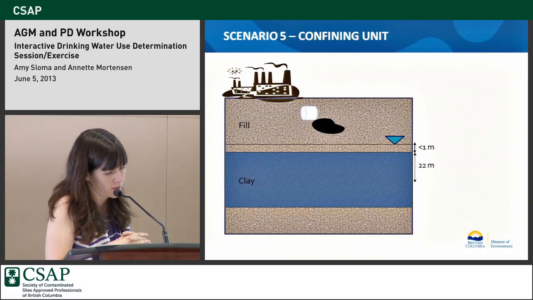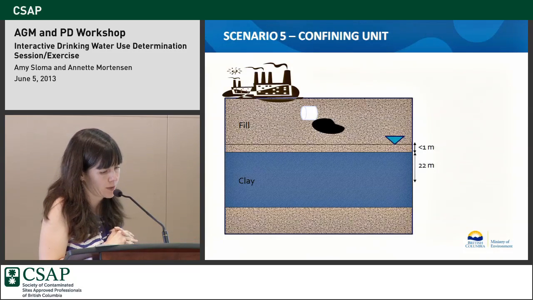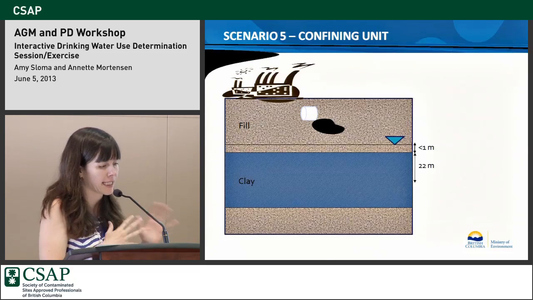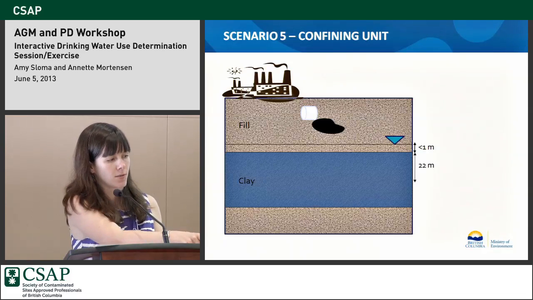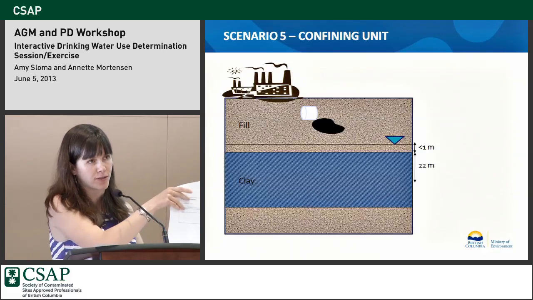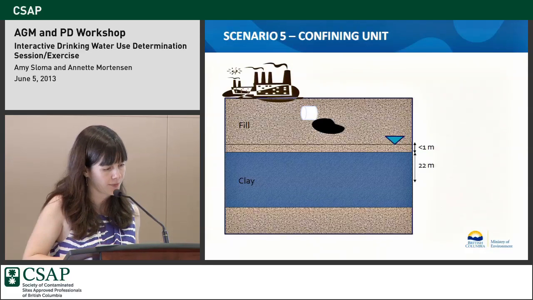So obviously we have a shallow perched aquifer, and it's less than 1 meter thick. Is it adequately protected, that fill layer, with that clay unit? So what we're looking at in this instance is the alternative equivalent thickness calculation.